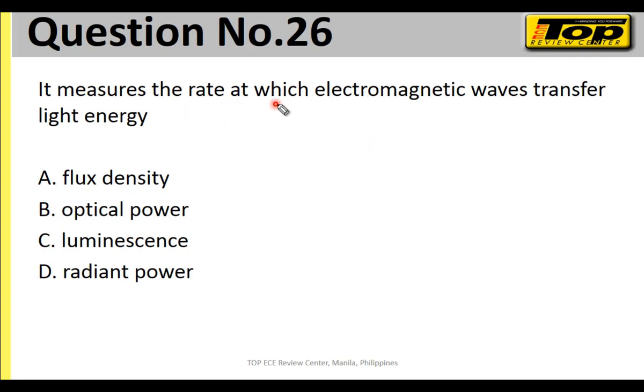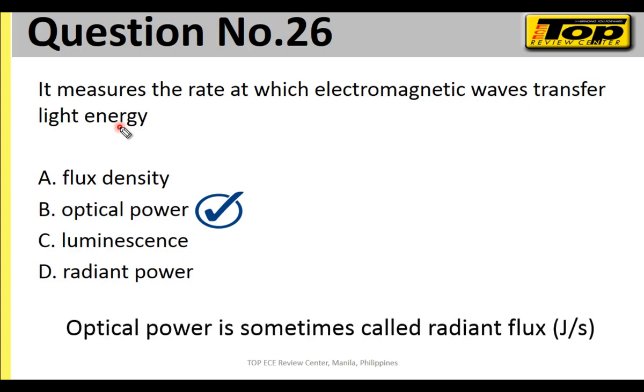It measures the rate at which electromagnetic waves transfer light energy. Ano daw yung measure ng rate na nagtatransfer ng light energy? Is it flux density? Is it optical power, luminescent, or radiant power? The answer is letter B, optical power. And optical power is also known as the radiant flux, which has a unit of joules per second. Okay? So that is letter B for number 26.